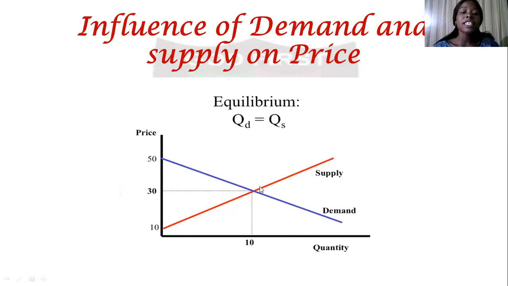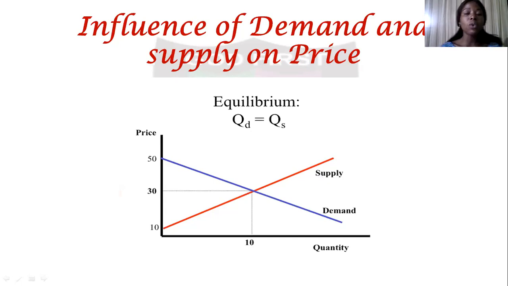So you see the equilibrium price is at 30. It means that at price 30, the quantity demanded and the quantity supplied are equal. So that is known as the equilibrium price. This is a plot of equilibrium price showing the amount of produce supplied and the amount of produce demanded at a specific time.